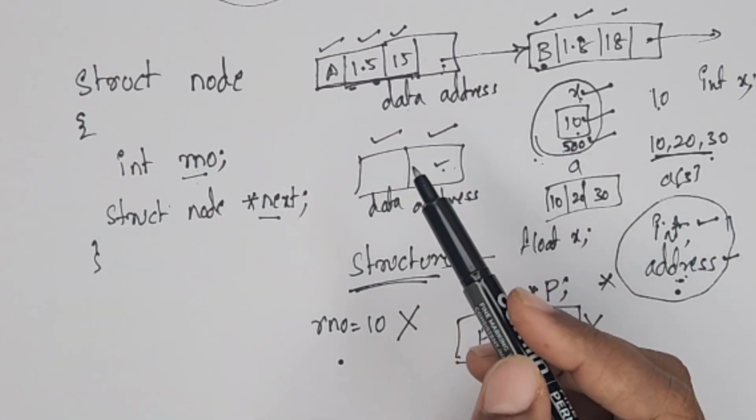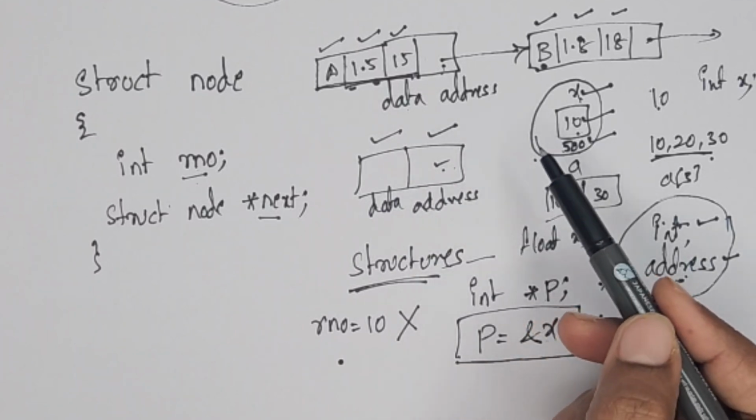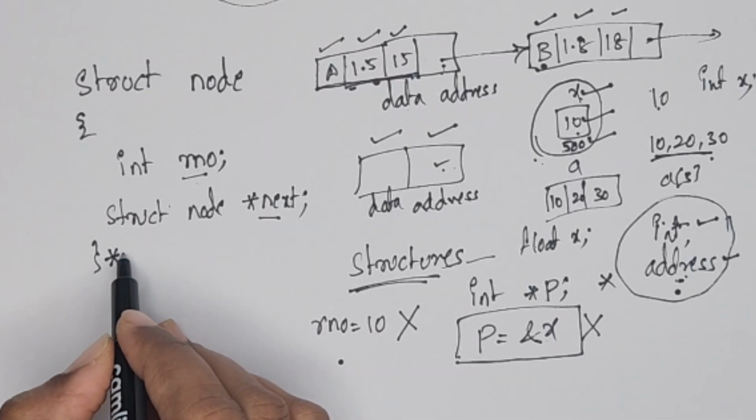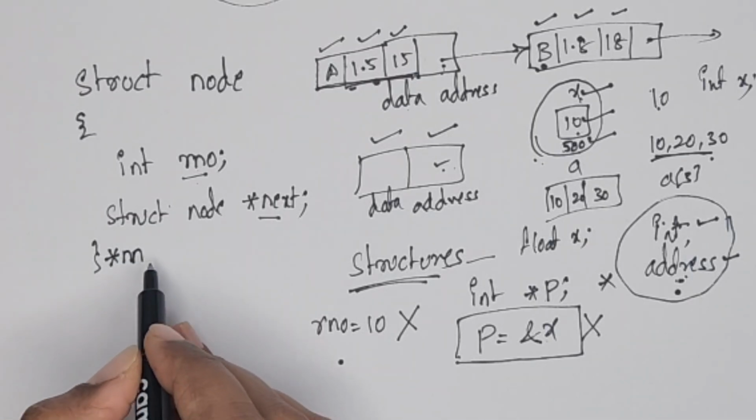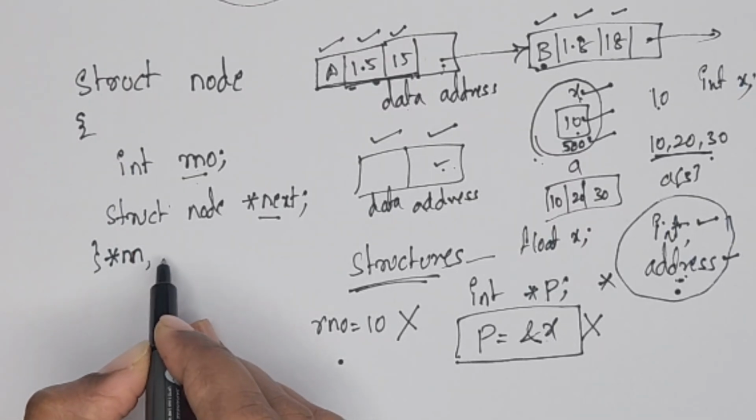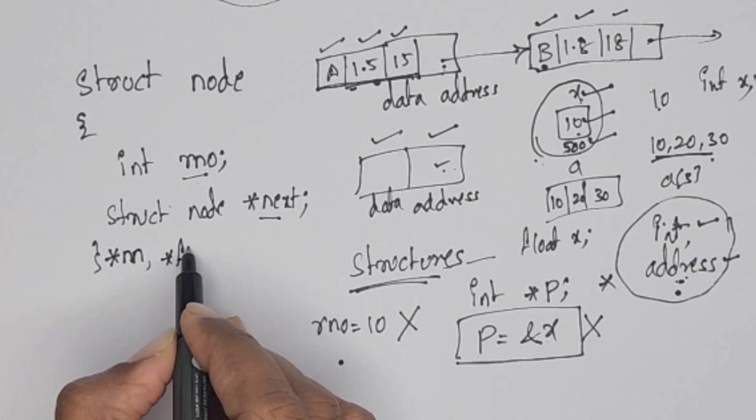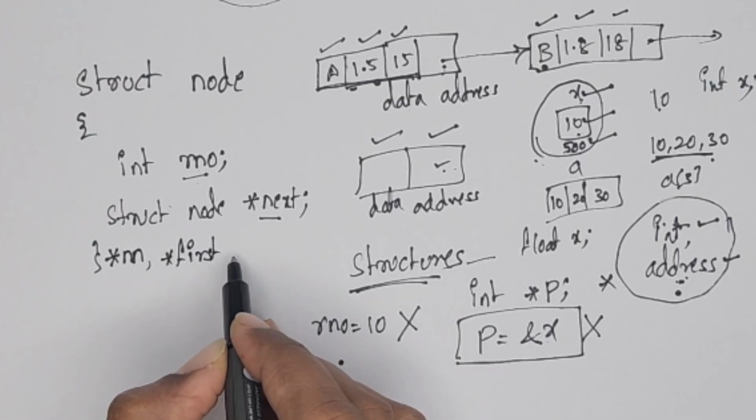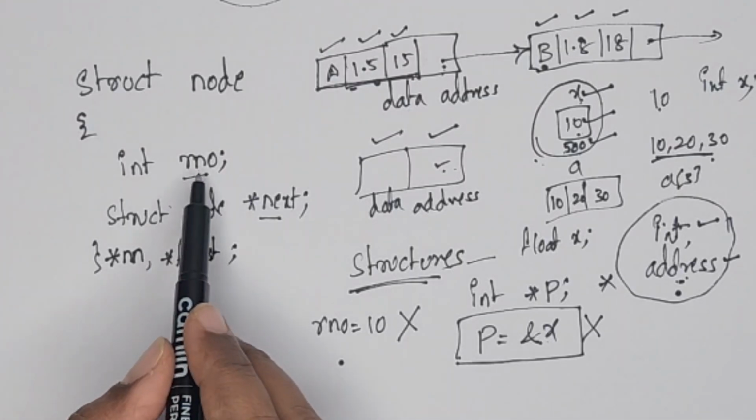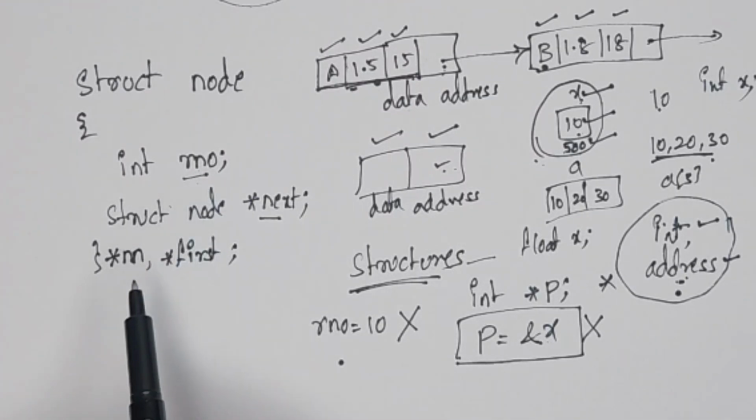Here we are allocating memory dynamically. So we declare some pointer variable. I'm going to declare one pointer variable, that is nn. nn is one structure variable, and one more is first. So these two are structure variables. Now if you want to access this roll number, first of all you have to allocate memory for nn, then only you can store roll number and next.